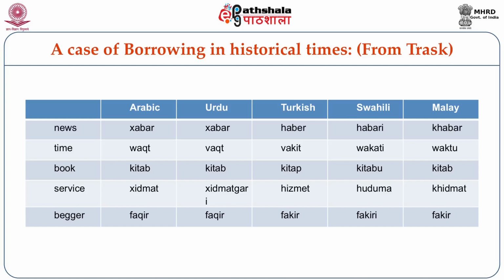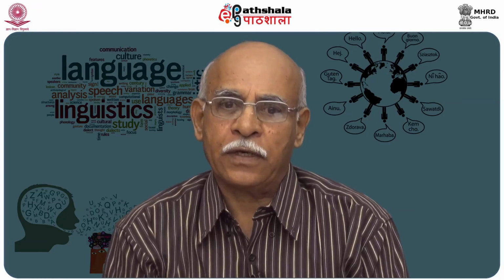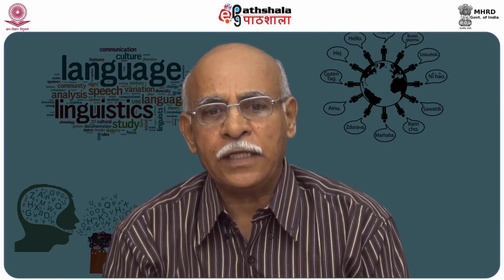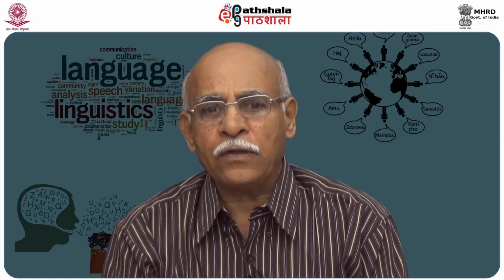Like for instance, Arabic has khabar, waqt, kitab, khidmat, fakir. And these terms are found in Urdu, Turkish, Swahili, Malay. As one can see, they are spoken in different parts of the world. Turkish, Swahili are in Africa, Malay in Malay Peninsula, Urdu, of course, in India, Arabic in West Asia, Arab countries, for instance. So the fact that these words are common in these languages is definitely not due to inheritance.